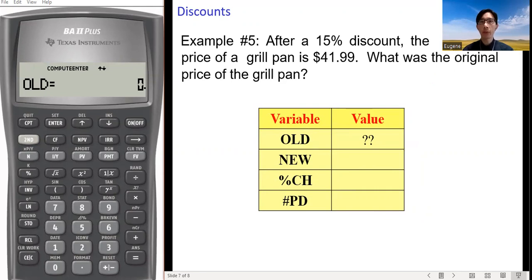And then the variable new is the price after the discount, which is $41.99. Percent change, the 15% discount. Because this is a discount, this is a percent decrease. So the value of this variable, percent CH, is negative 15. And then for discount problem, PD equals what?